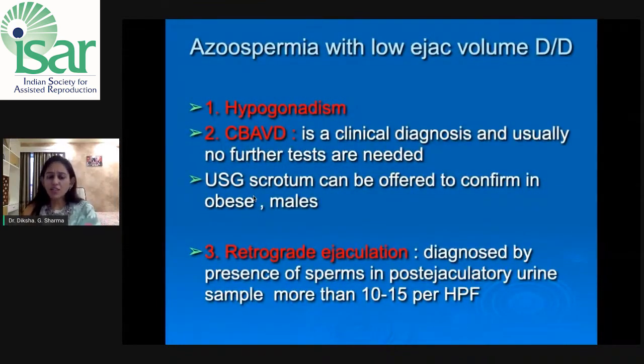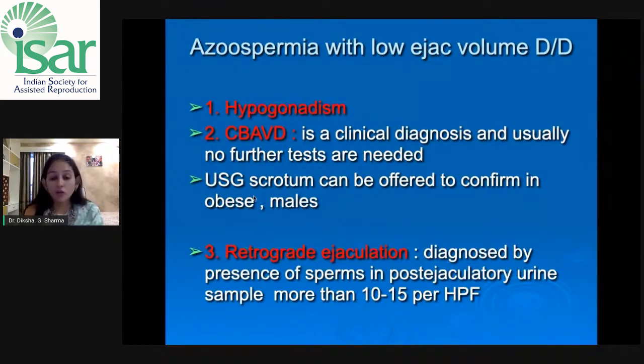Now, a little bit more about the differential diagnosis of azoospermia, and it is sort of a revision. Azoospermia with low ejaculatory volume, we've already discussed before. Hypogonadism, we discussed it. Then CBAVD, a clinical diagnosis, usually no further tests are needed. We can do an ultrasound scrotum if sometimes you need to confirm, usually not needed, or if the patient is obese, then we can do it.